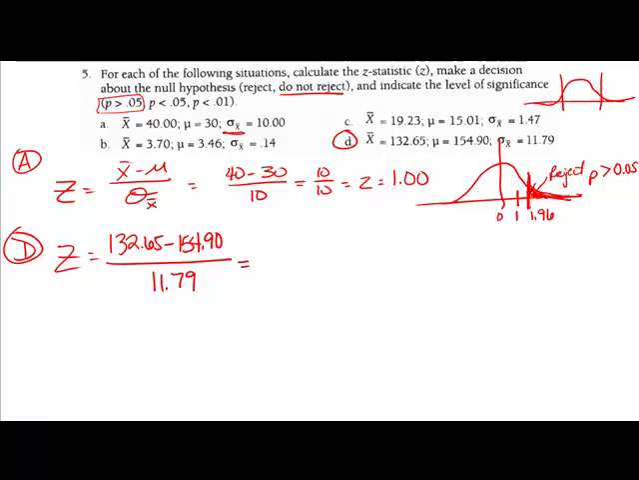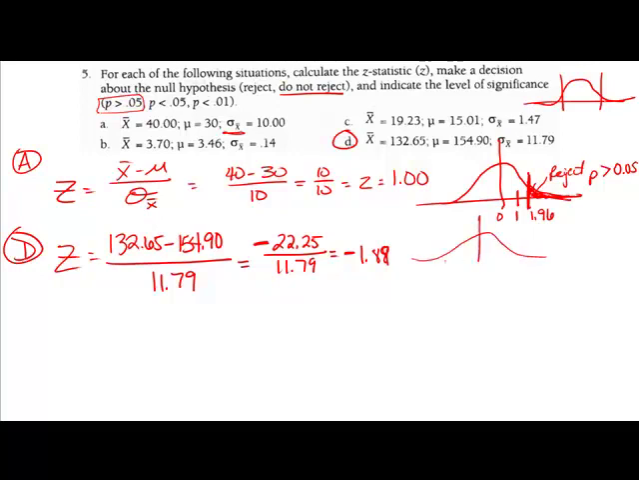132.65 minus 154.90, going to get a negative number. Negative 22.25 divided by 11.79 is a negative 1.88. Actually 1.89. 1.887. So we're going to round that up. 1.89. Again, bucket on the floor.